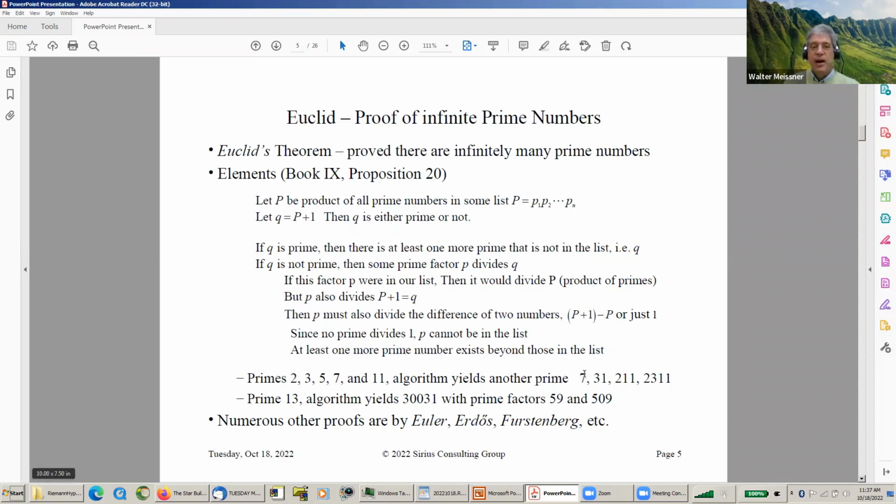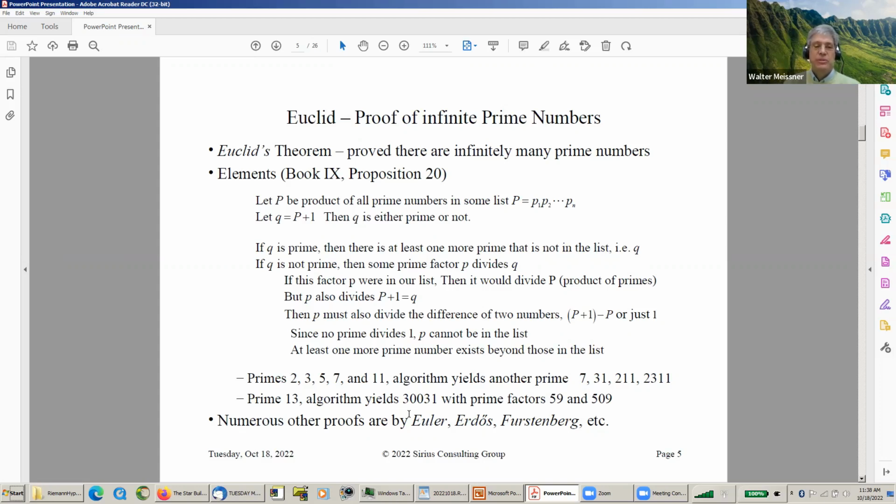If we then multiply by 5, we get 31. Multiply by 7, add 1, we get 211. Multiply by 11 to that product, we get 2311. But then if we multiply by 13, which would be in our list, this yields a number 30,031, but that has prime factors of 59 and 509. So even if the number it generates is not prime, it very quickly generates numbers that are prime.